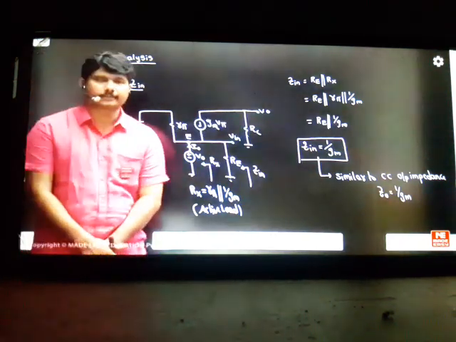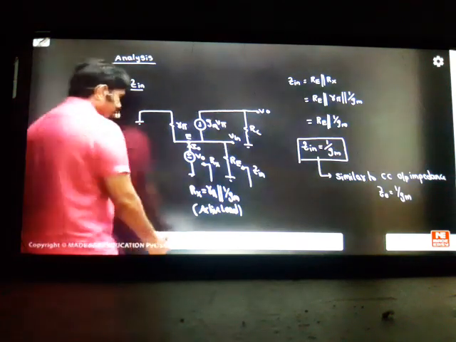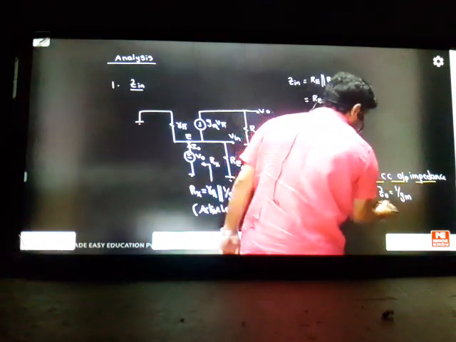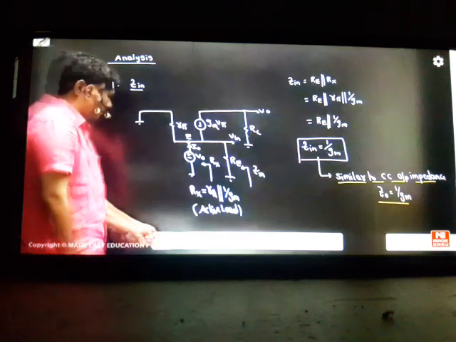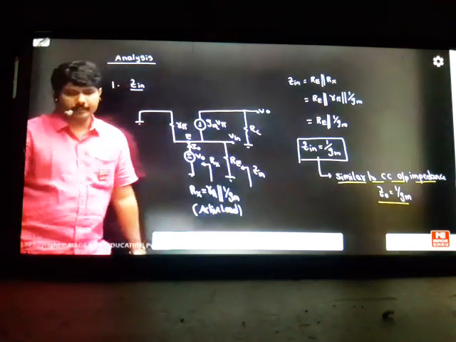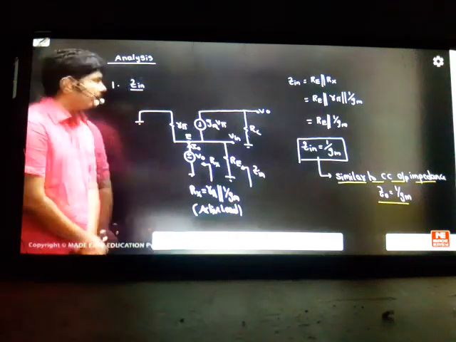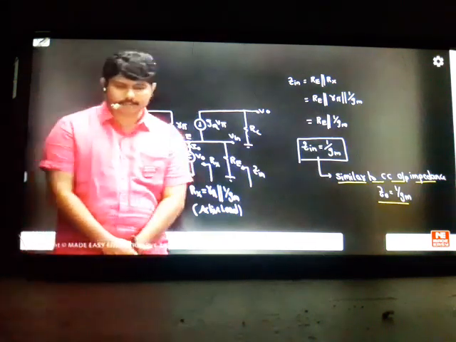This is the first similar observation. Observation number 1: the input impedance is similar to the common collector output impedance. So this result is not a new result for me; the same result is coming. Let us understand the output impedance calculation, how to do it. The next concept is output impedance. Whether output impedance will match with any other concept, we'll try to see.